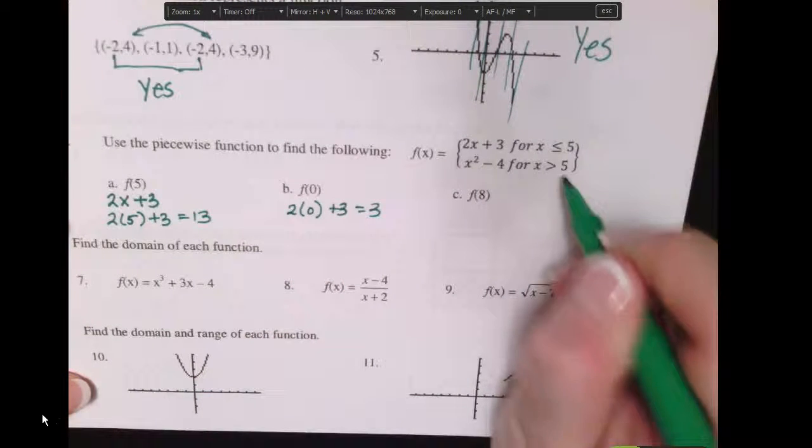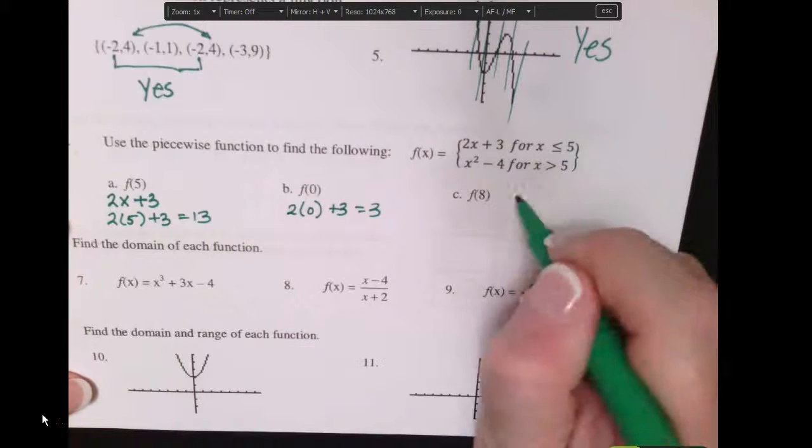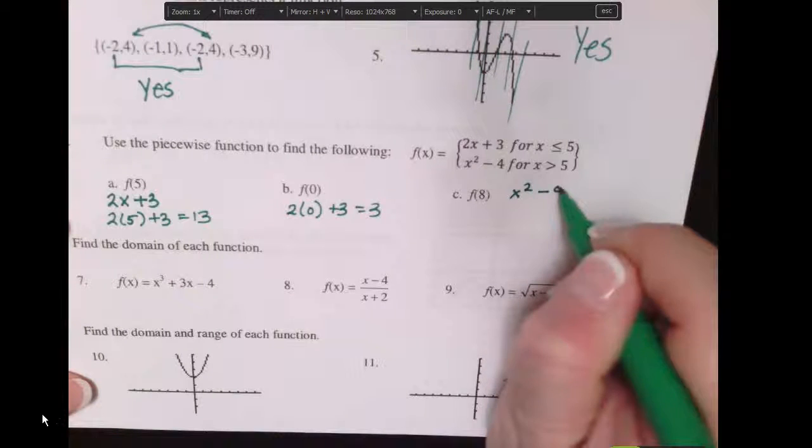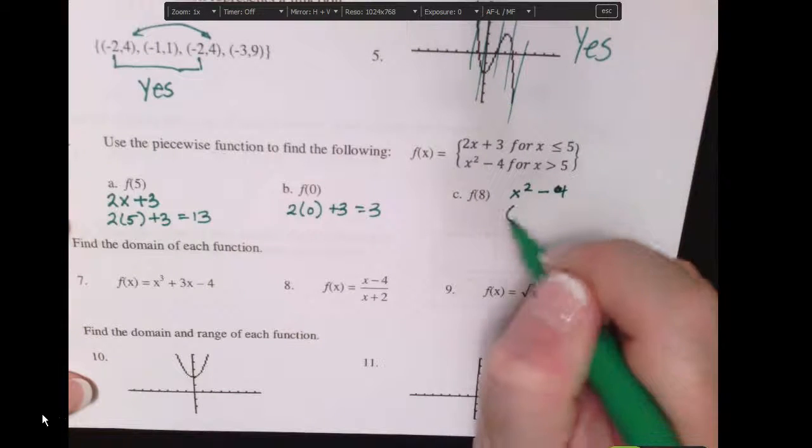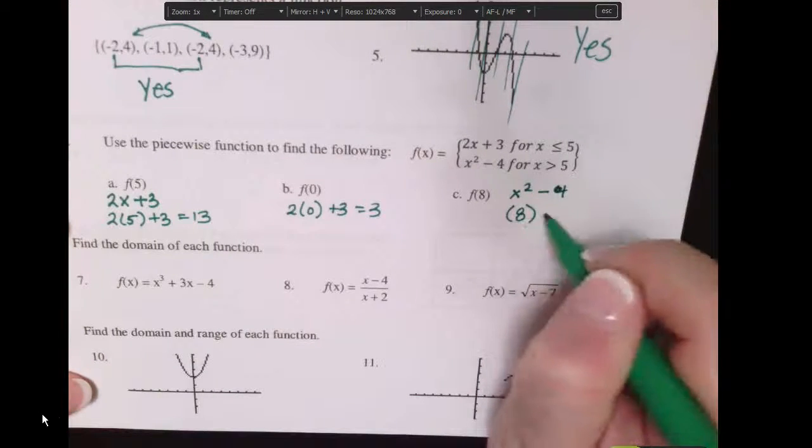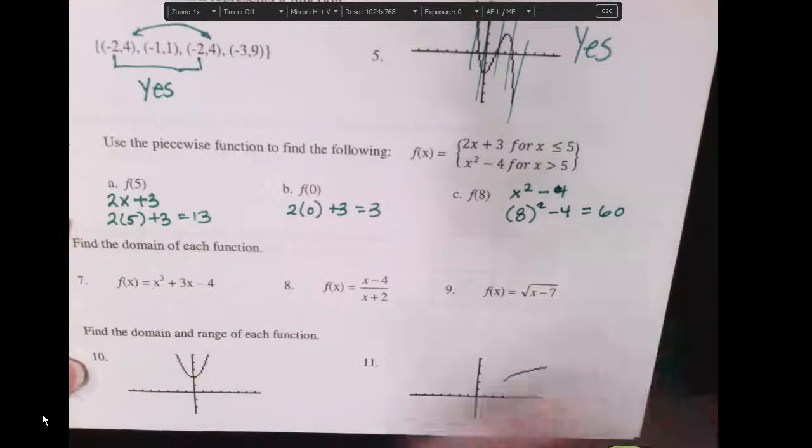And then 8 is up in this department in the greater than 5 section, so I would do x squared minus 4 at f of 8, so 8 squared minus 4, that's 64 minus 4 is 60.